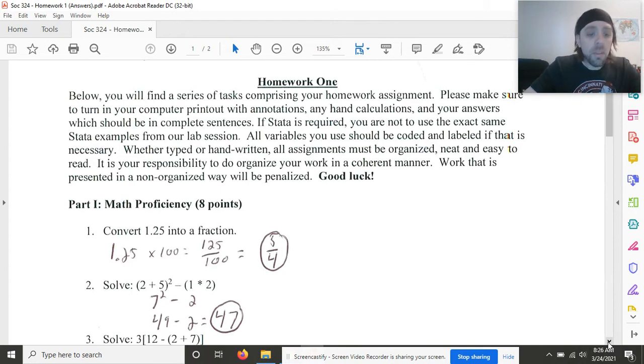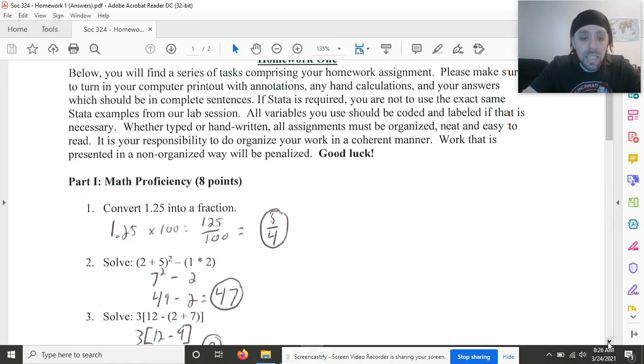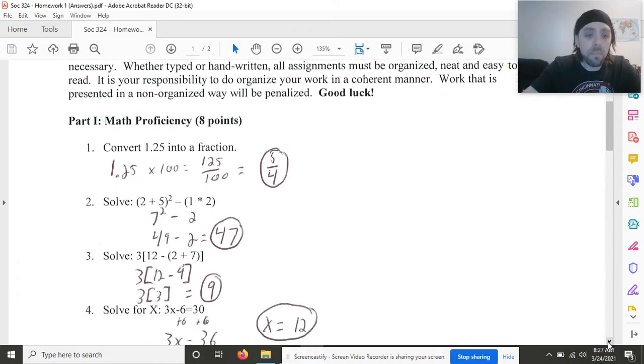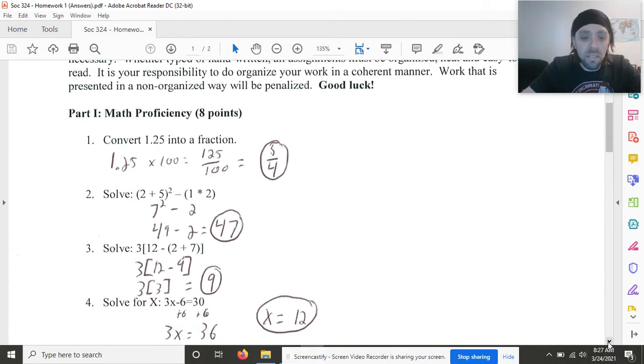Okay. Number 3, I have 3 and then in brackets 12 minus in parentheses 2 plus 7. Okay, so I did the inner parts of the parentheses first. So 2 plus 7 is 9. This reduces to 3 times 12 minus 9. 12 minus 9 is 3, so I am left with 3 times 3 equals 9. Not bad.